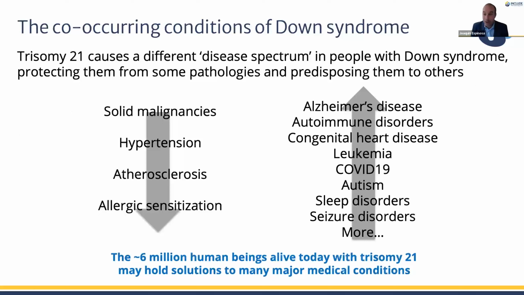And how are we going to help people with Down syndrome? By decreasing the burden of what we call the co-occurring conditions of Down syndrome. Hopefully everybody on the call knows by now that for the first time in history, we have a sizable population of adults with Down syndrome who are included in society and receive proper medical care. But now we know that they are also highly predisposed to a number of co-occurring conditions such as Alzheimer's disease, autoimmune disorders, congenital heart disease, leukemia, COVID, autism, and so on. On the other hand, they're also protected from some medical conditions that affect the general population.